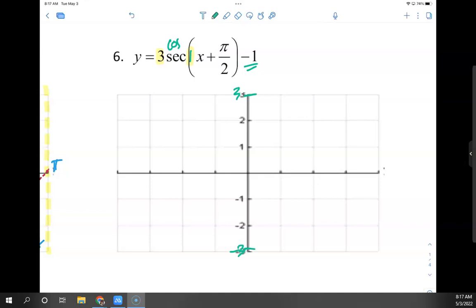I'm going to leave it just because 3 is so awkward. I don't want to go by 3s. I don't want to go by 1.5s. I'll just leave it so I don't screw anything up.